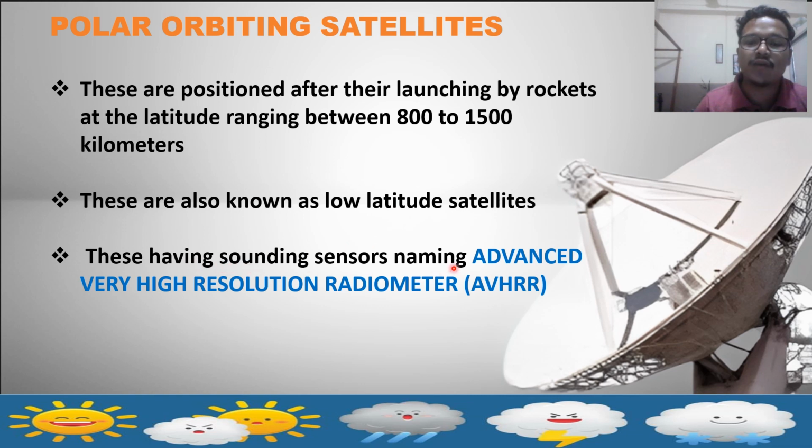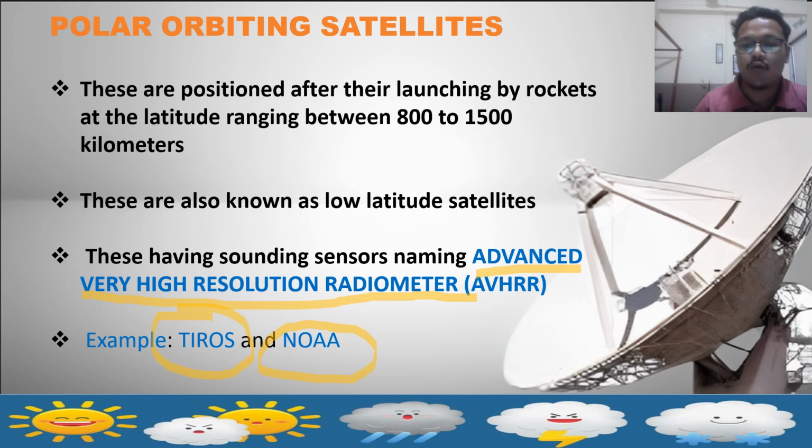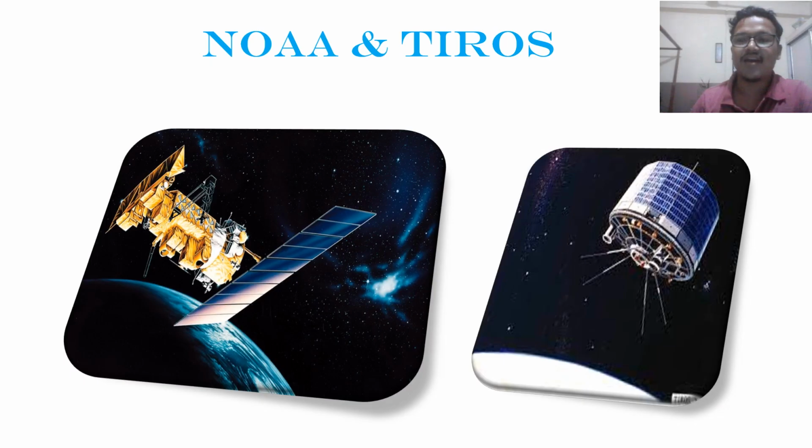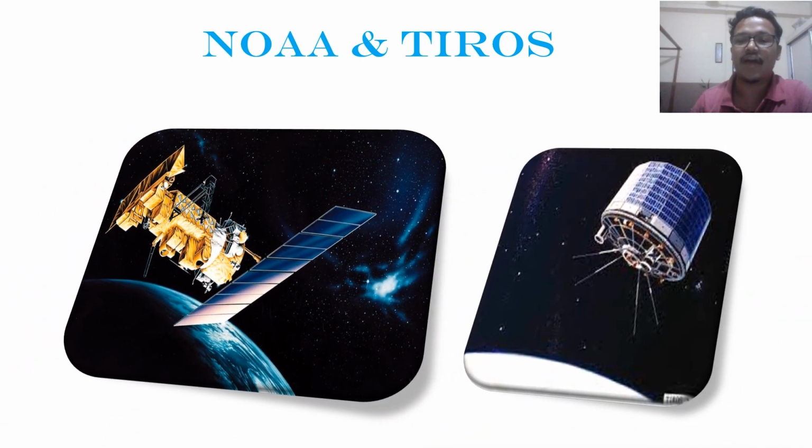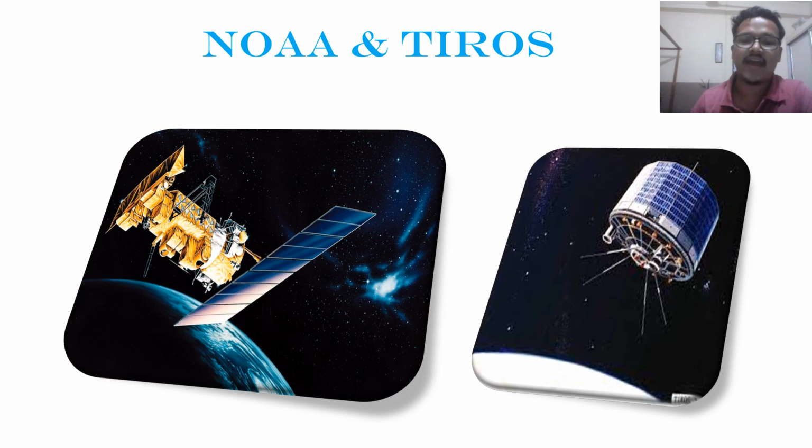They have a sounding sensor known as the Advanced Very High Resolution Radiometer, or AVHRR. The best examples I would say are TIROS and NOAA. What are TIROS and NOAA? Now this is the NOAA and this is the TIROS. NOAA's full form is National Oceanic and Atmospheric Administration. It is similar to NASA.